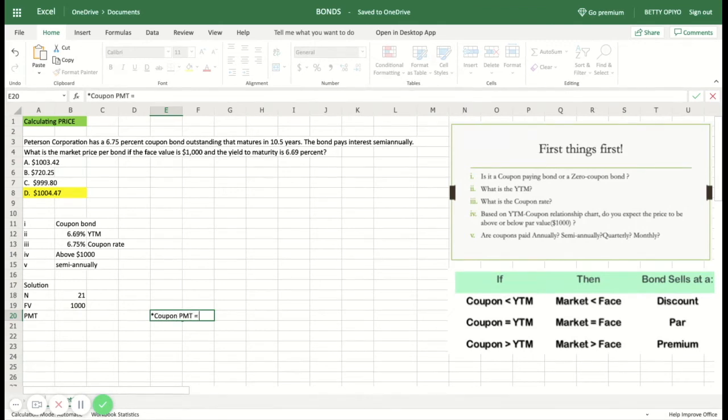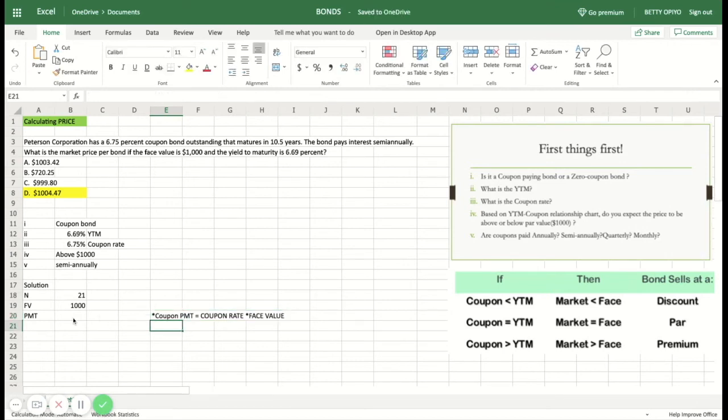Coupon payment equals coupon rate times the face value. Okay. So coupon rate times the face value. This is our coupon payment amount. So let's find that. But this is when the coupons are paid on annual basis. So I'll show you, because it says here that the coupons are paid semi-annually. It means that they're paid every 6 months. So we'll have to divide the coupon payment by 2.